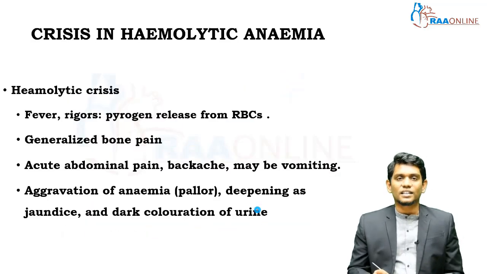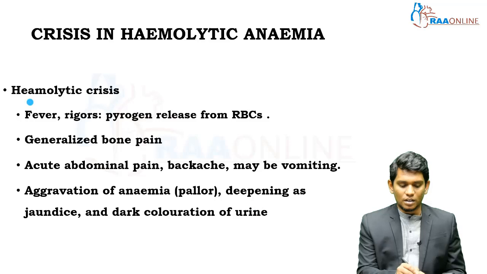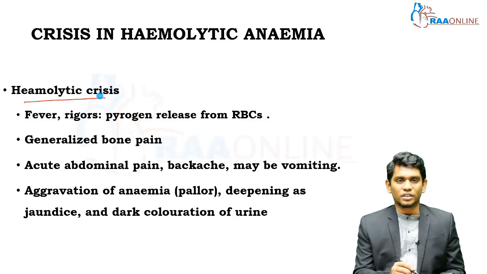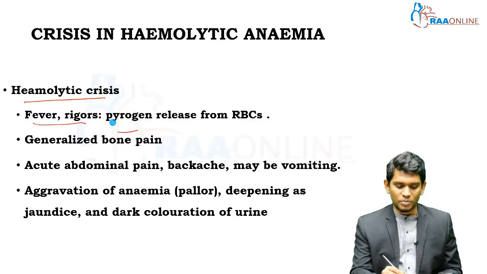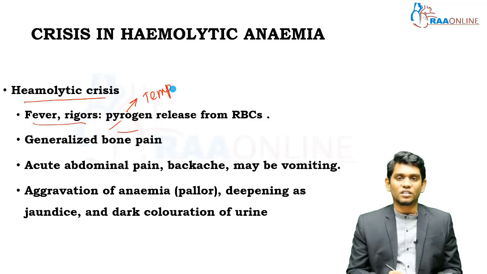Then there are certain crises. As I told, hemolytic anemia is one where there is anemia of mild degree, whereas certain conditions can aggravate the anemia into very severe forms, which we call crisis. There can be hemolytic crisis. That is associated with fevers and rigors, chills and all this. What happens? Pyrogen. Pyro means temperature, fever causing agents. When the pyrogen is released from these RBCs, it causes generalized bone pain, body pain, acute abdominal pain, backache, and there may be vomiting too.